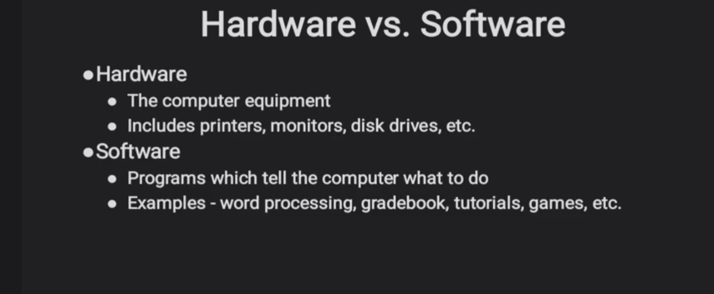Next, we have software. Software is something which we cannot see, which we cannot touch. Those are the programs which tell the computer what to do. For example, we have different applications. Those are known as software. Word processing, gradebook, tutorial, paint, games, Microsoft Word, PowerPoint, etc.